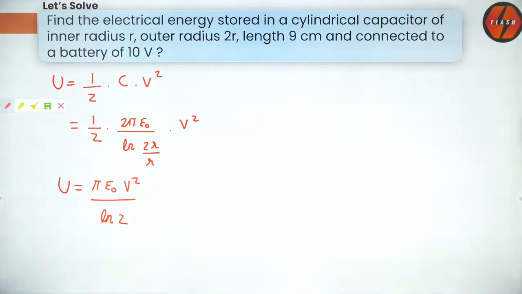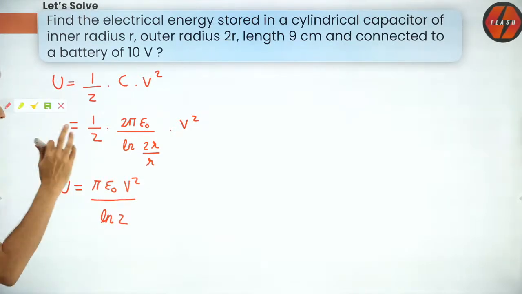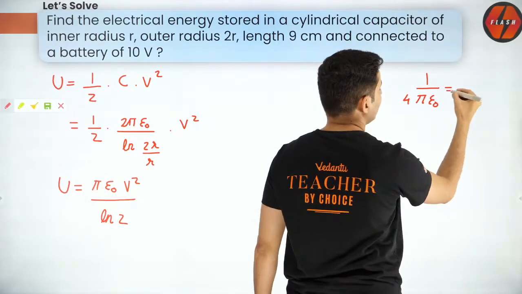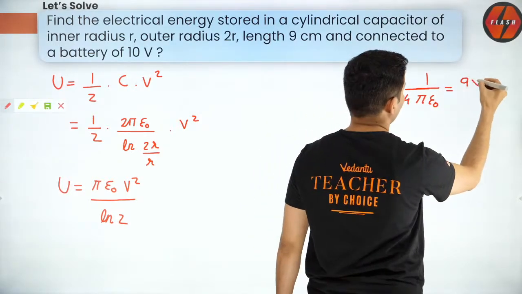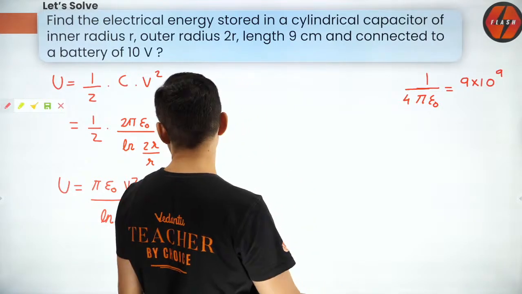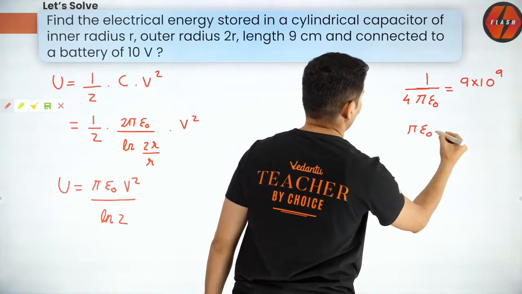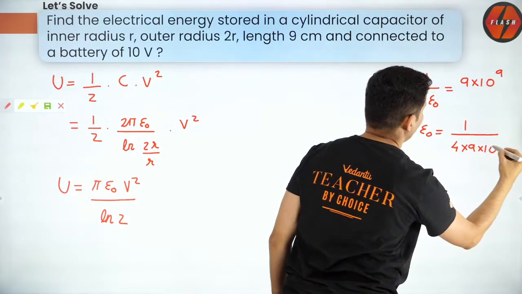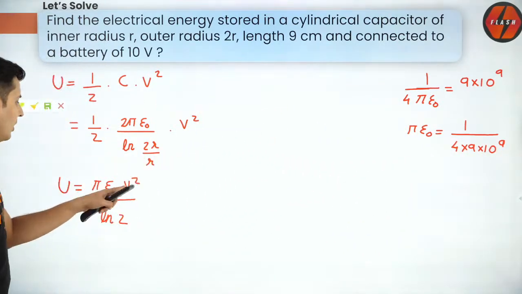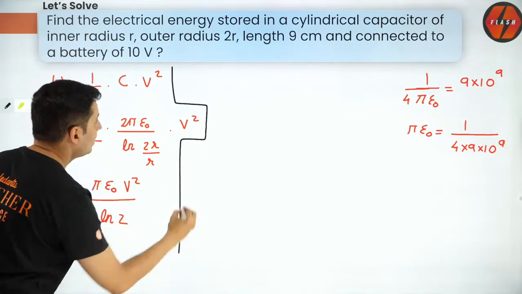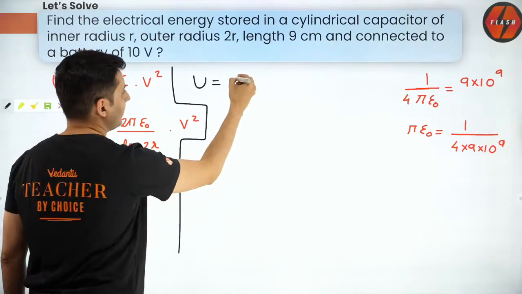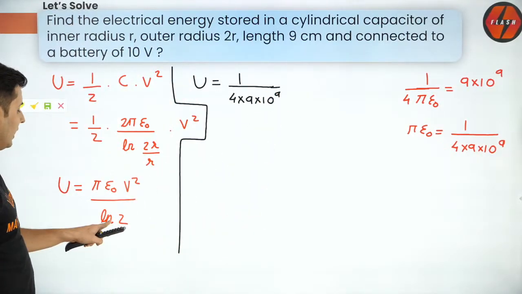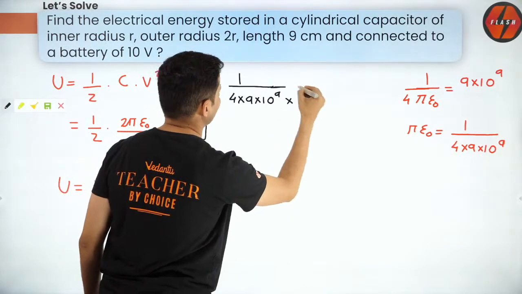That's what you are going to get the energy as. Now let's start substituting things, but before we do that, let's do one small thing over here. 1 upon 4 pi epsilon naught. Remember, the value of 1 upon 4 pi epsilon naught was 9 into 10 to the power 9 approximately. So U will be equal to 1 upon 4 into 9 into 10 to the power 9. Then ln2 is downstairs, so I'll just keep ln2 as it is.